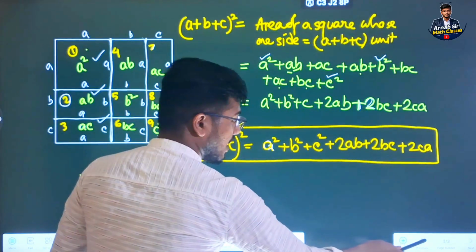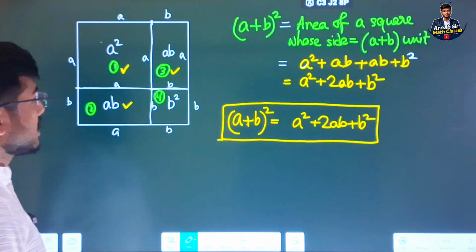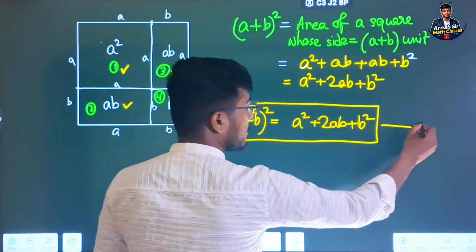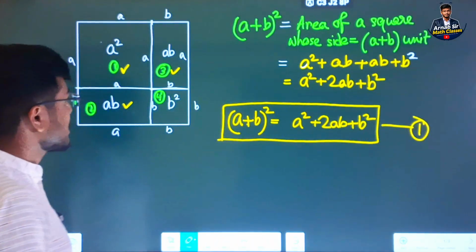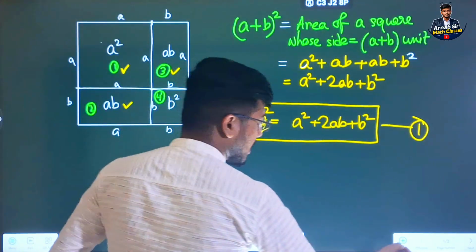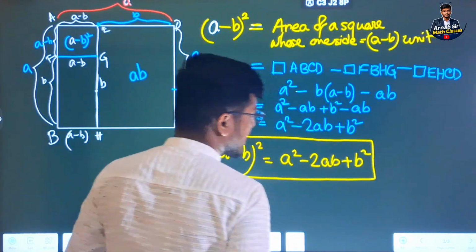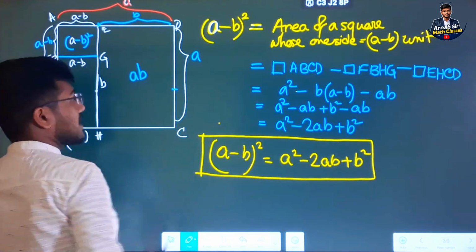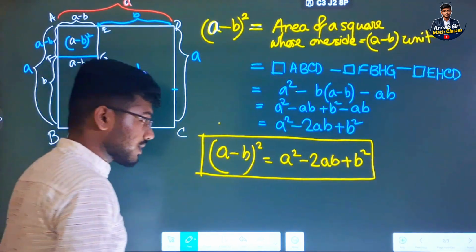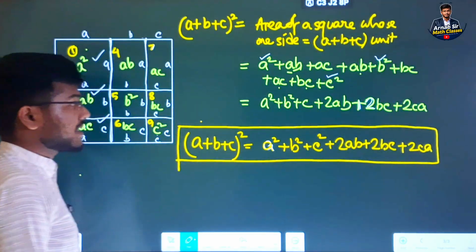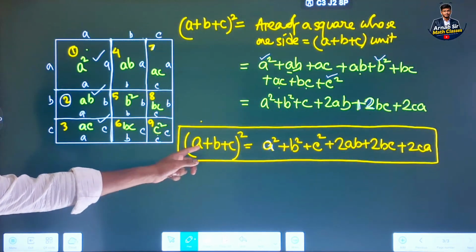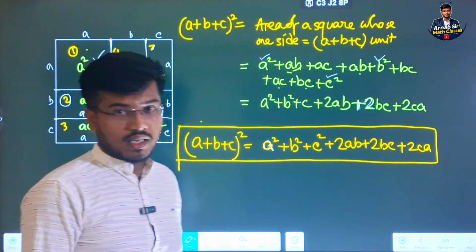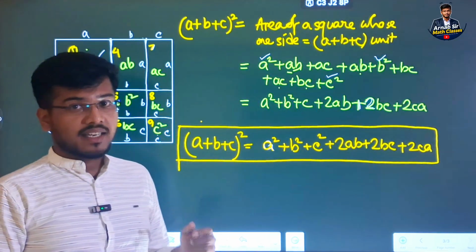So at the beginning, at first I proved the formula of a plus b whole square. This is the first formula I proved today in the first way. And what is the second way? In the second part, I already discussed the formula of a minus b whole square. In the third part, I already discussed the formula of a plus b plus c whole square. So in this video, I already discussed the 3 main formulas regarding the chapter algebraic identities.